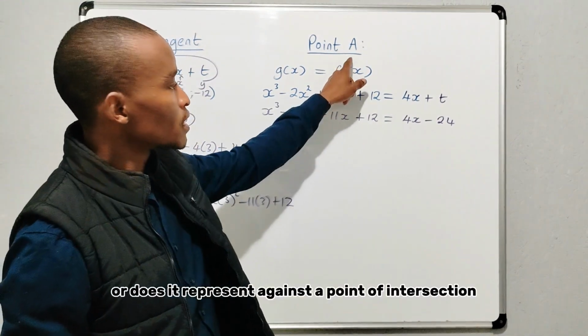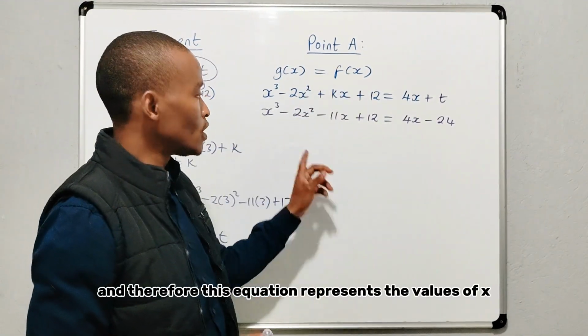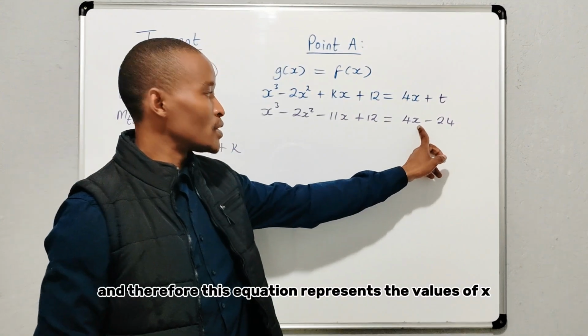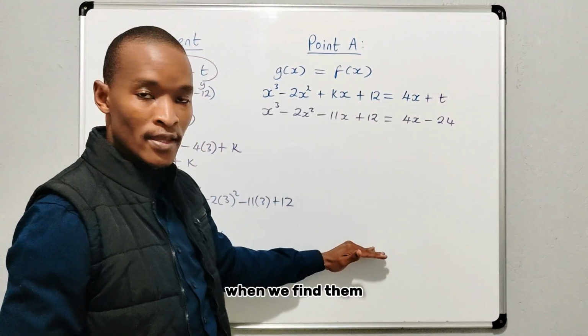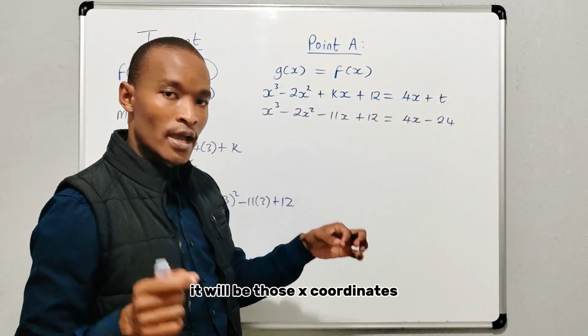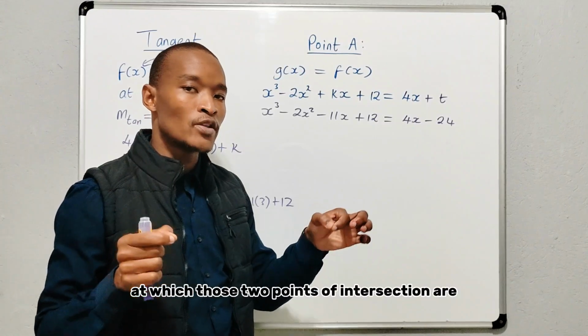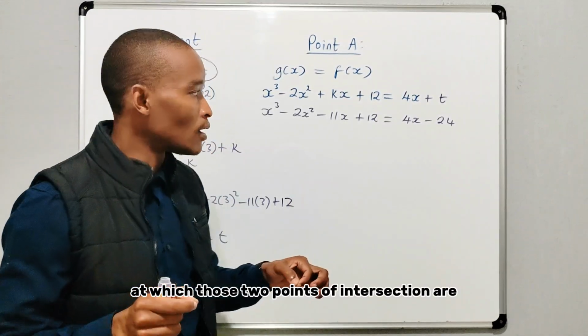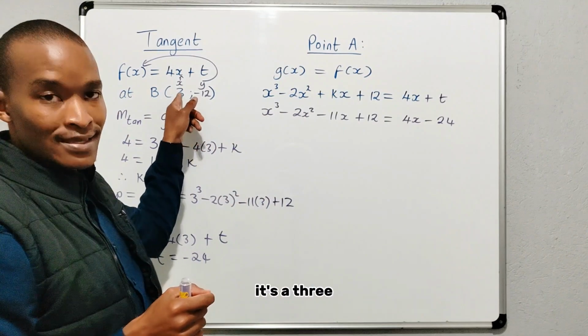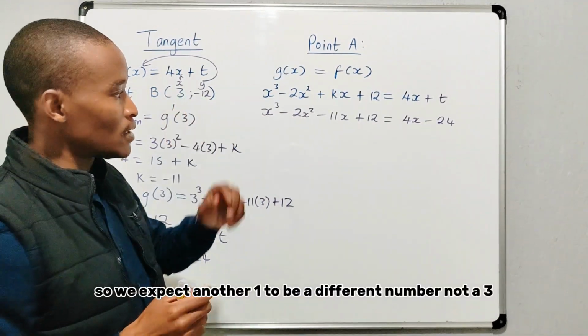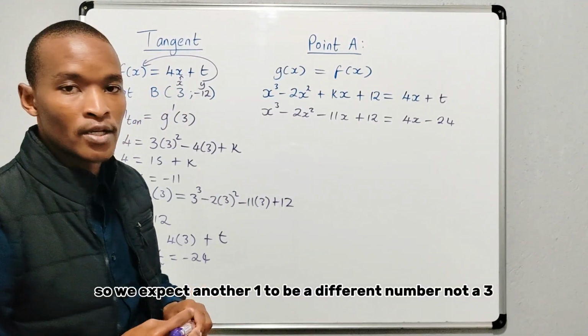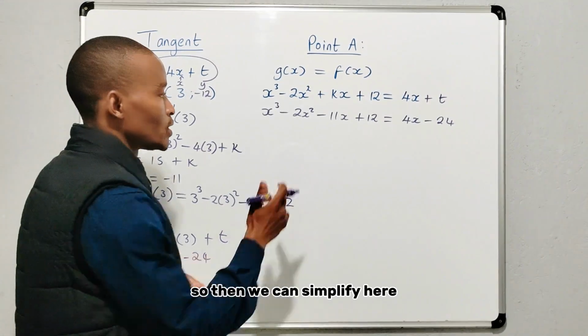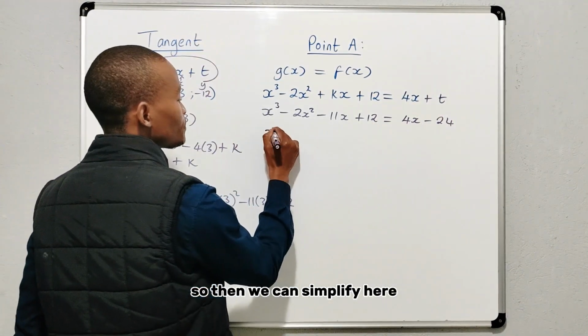What does A represent? Again, it's a point of intersection, and therefore this equation represents the values of x. When we find them, it will be those x coordinates at which those 2 points of intersection are. And we already have one, it's a 3. So we expect another one to be a different number, not a 3. So then we can simplify here.